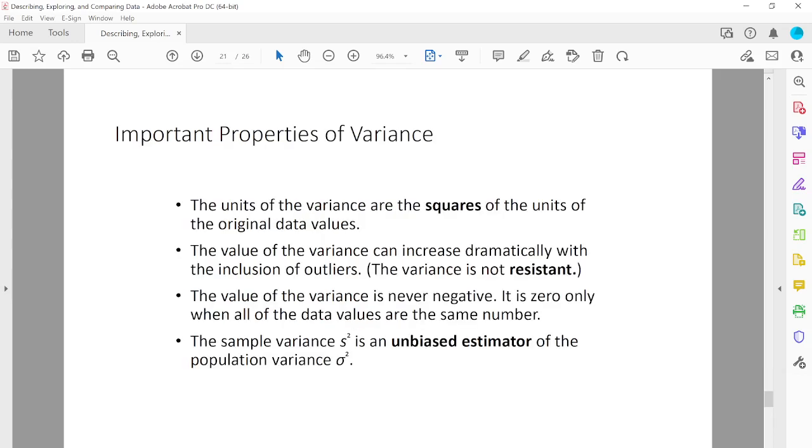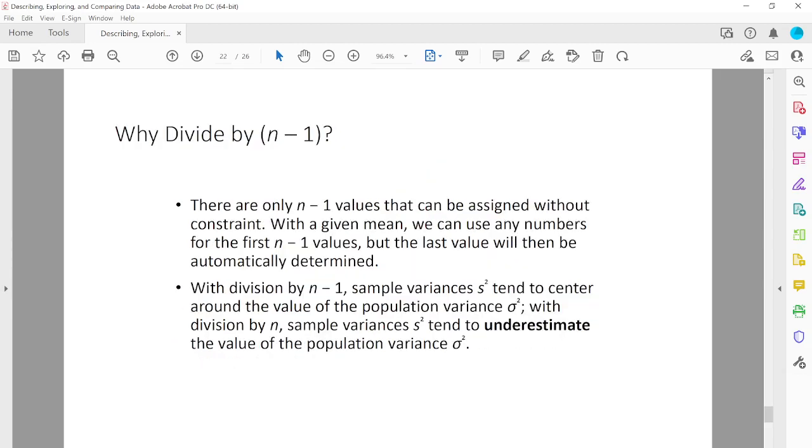Okay, some of the properties we have to understand. The unit of the variance is the square of the unit of the original data. The value of the variance can increase dramatically with the inclusion of outliers. So variance is affected by outliers. So variance is not resistant. Okay. So now there is a reason for dividing by n minus 1 when calculating the standard deviation for the sample, and while calculating the standard deviation for the population, we just have to divide by the whole size.